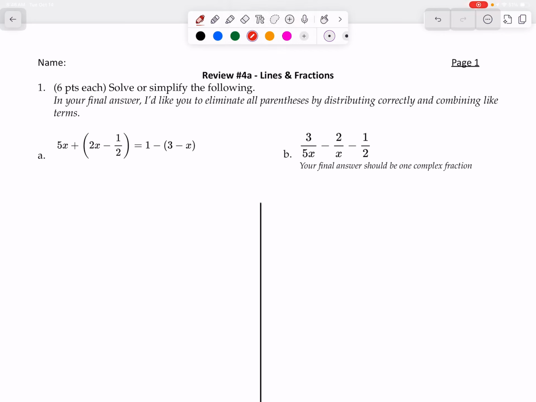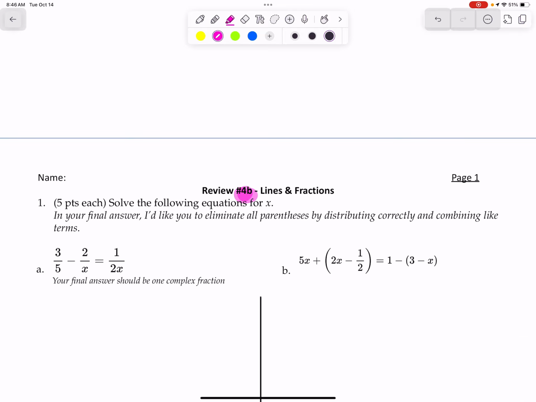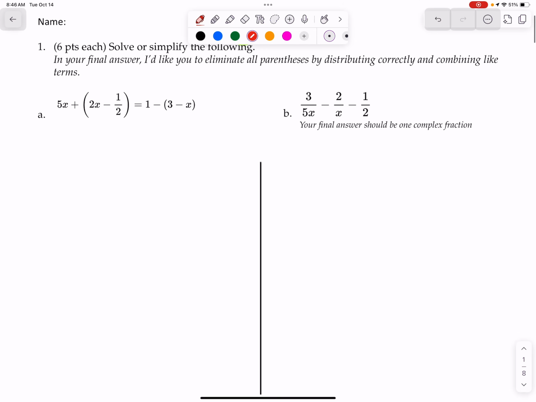So, a lot of these, again, we're gonna do the A version and the B version separately, but one page at a time for each. Okay, so you should be getting super comfortable with these distribution problems for now. If you're not, definitely come see me.